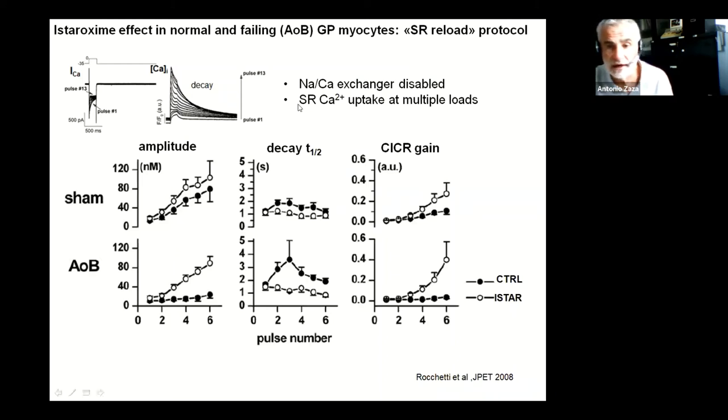And this protocol allows us to test calcium uptake at multiple calcium loads within the SR. What happens during this protocol with istaroxime? We tested it in sham animals. And here you see the calcium transient amplitude build up during the protocol, which is made faster by the drug.